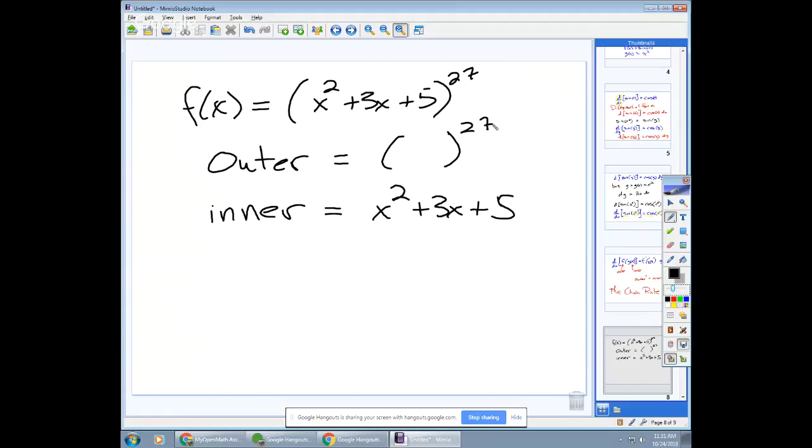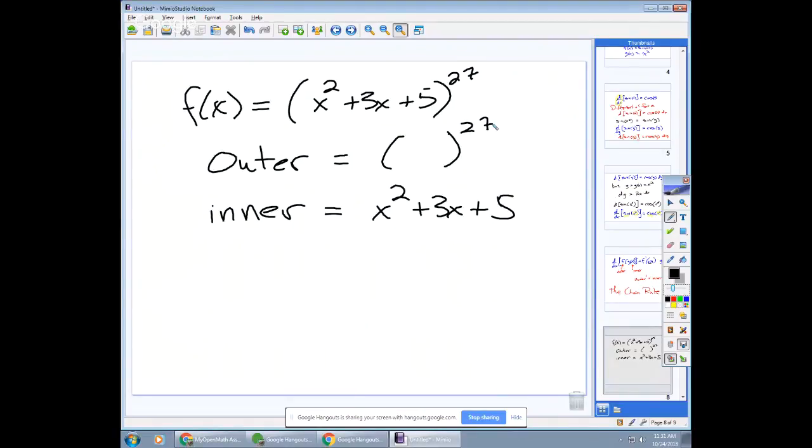Parentheses to the 27. What's inside? All the other. Who cares for now? We're just going to leave it blank for now. But we have to clearly in our mind say this part of it is the outer and this part of it is the inner. So I have to separate them for a moment.